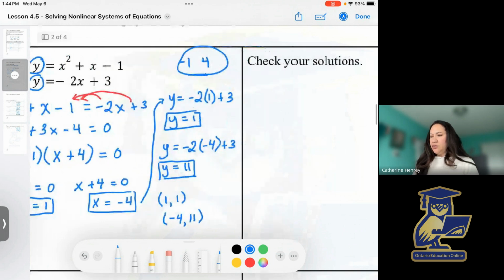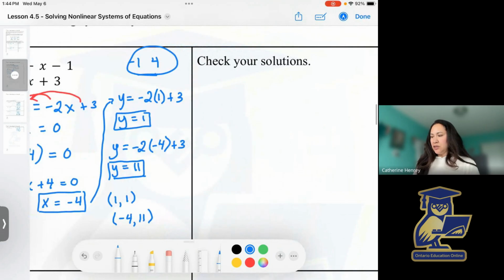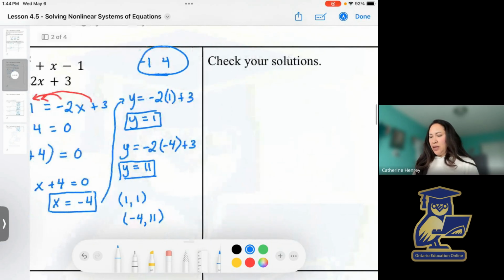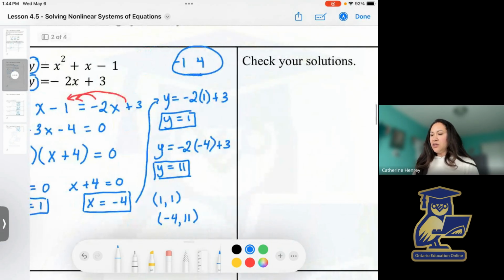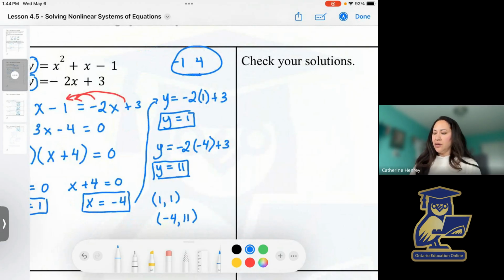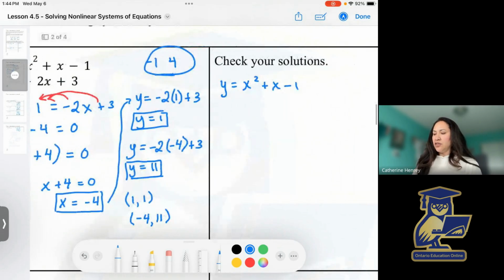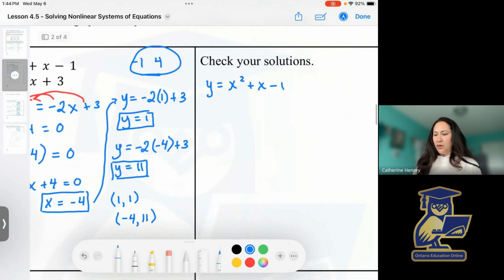Now, what I want you to do is go back and check your solutions. So again, let's pick one. Let's go with the quadratic this time and see how that works out. We're going to use the original quadratic function, y equals x squared plus x minus 1. And we're going to check each of our solutions to see if they work out.